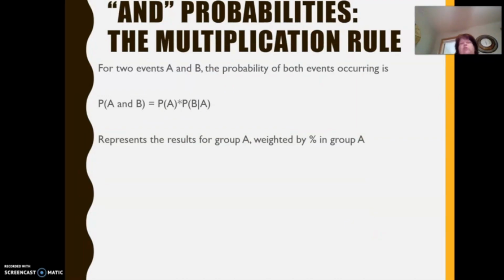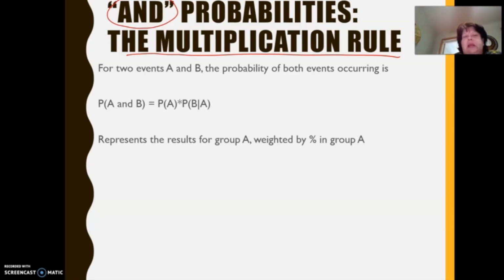Now, there are times when you don't have everything set up in a nice little two-way table where you can pick off all the probabilities and be done with it. Sometimes you're just given pieces and parts of information and you have to put them together to get the probability you're looking for. And to do that, we have three main rules that we can use as tools to help us answer these problems. So the first rule is called the multiplication rule, and it's used to find AND probabilities if you don't already have them done on a two-way table.